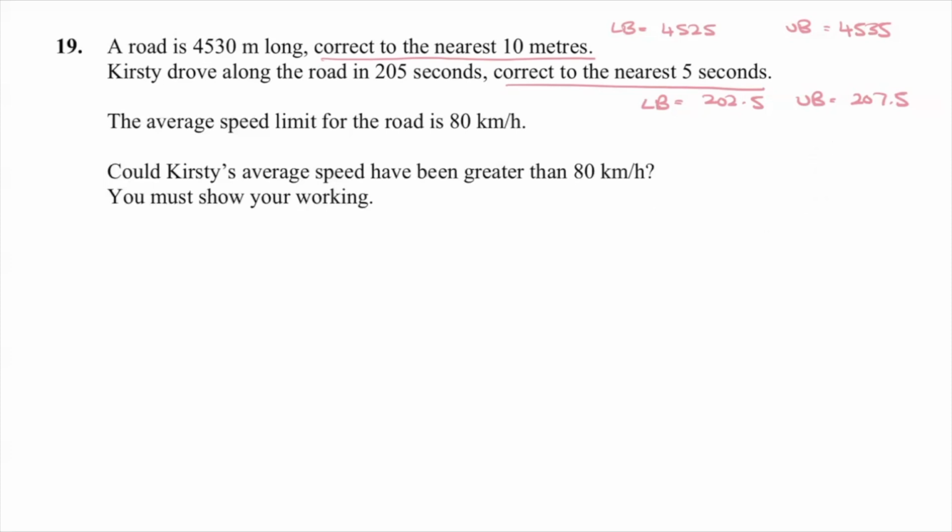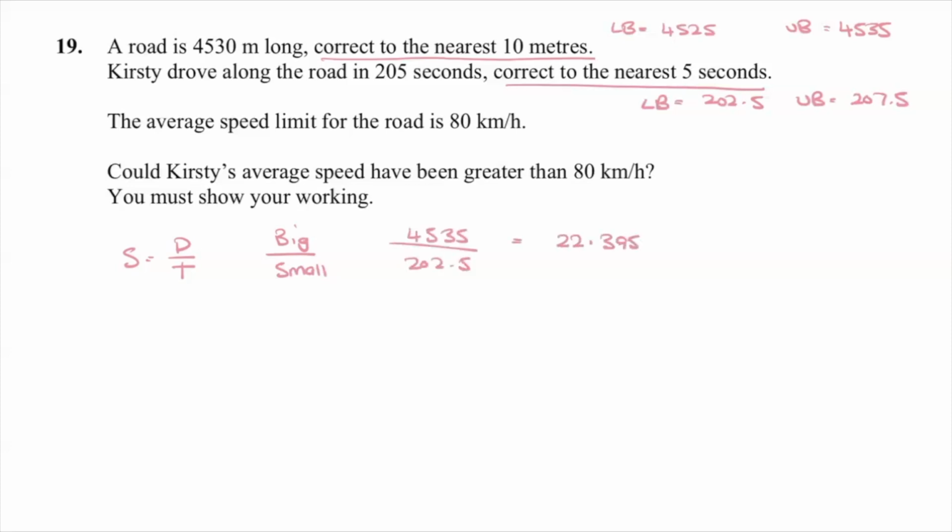The average speed limit for the road is 80. Could Kirsty's average speed have been greater than 80? Well, we've got the distance and we've got the time. Speed is equal to distance over time. I want to get the greatest result because I want to see if it could be greater than 80. In which case, I need to do the biggest divided by the smallest to create that greatest result.